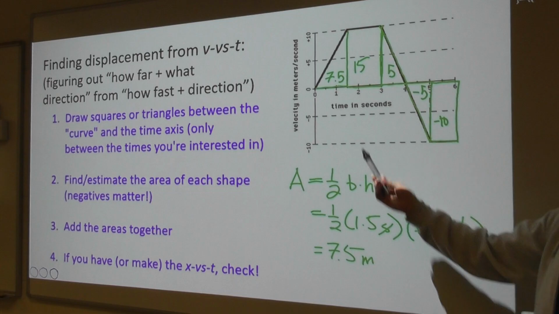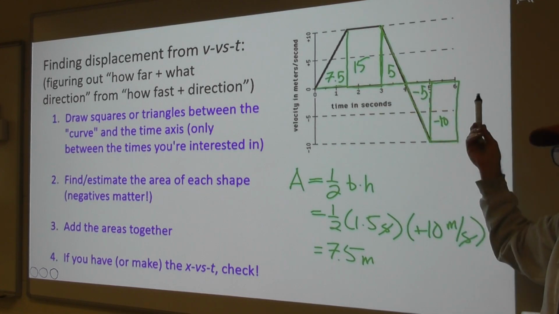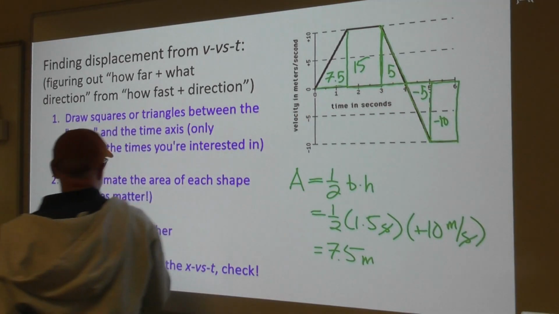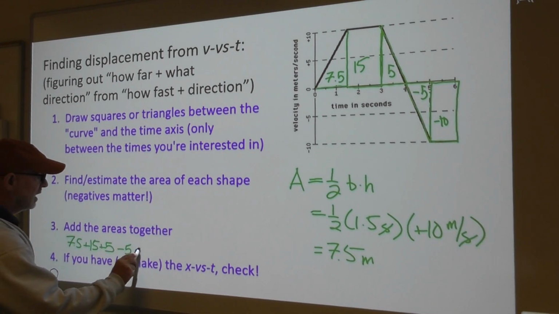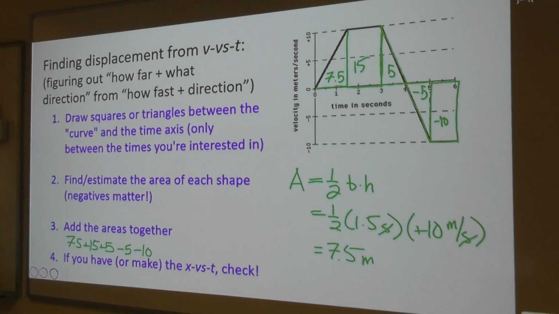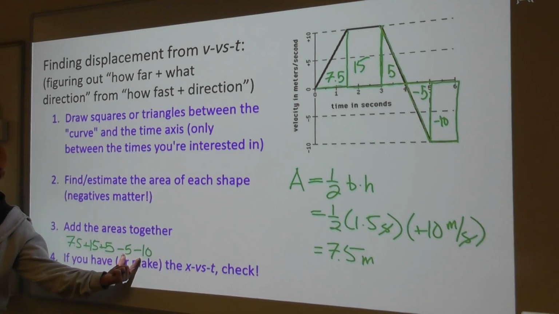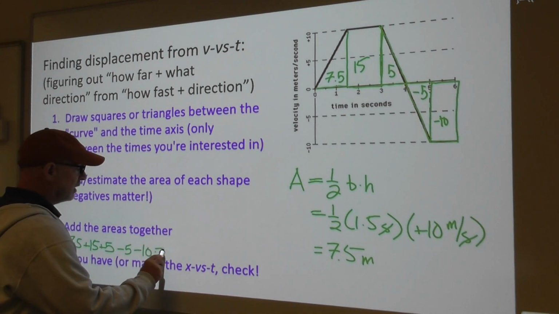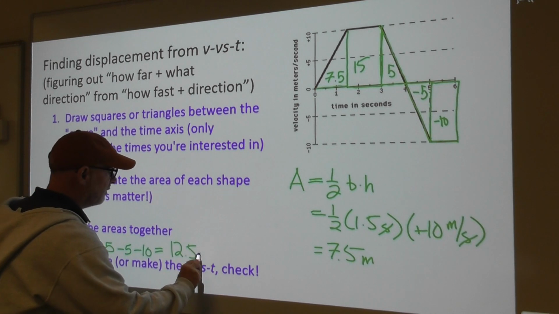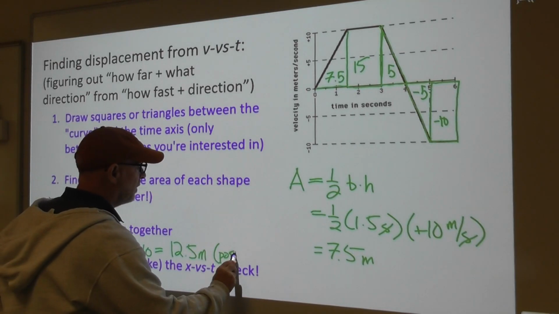If we want to know how far it went over this whole time period, we add all those numbers up. So we add 7.5 in the positive, plus another 15, plus 5 in the positive direction, and then minus 5 and minus 10. So this 15 and this negative 15 essentially cancel each other out. It moved this way and then moved back. And the net change in position for this particular object is 12.5 meters in the positive direction.